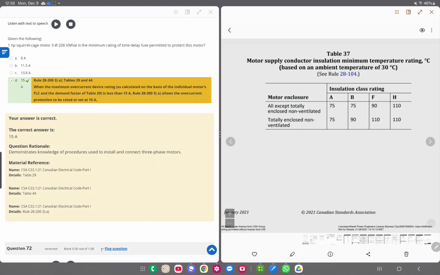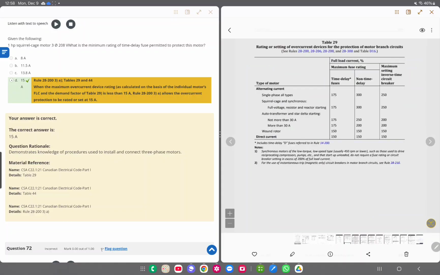We got Table 29 here. What is 37? Okay, 37 is for motor supply conductors insulation minimum temperature rating. Table 29 is what's going to tell us our multiplier. So what are they asking for? Minimum rating of time delay. So we're looking at time delay for squirrel cage and synchronous. Time delay, 175. So we got our 4.6 times 175.